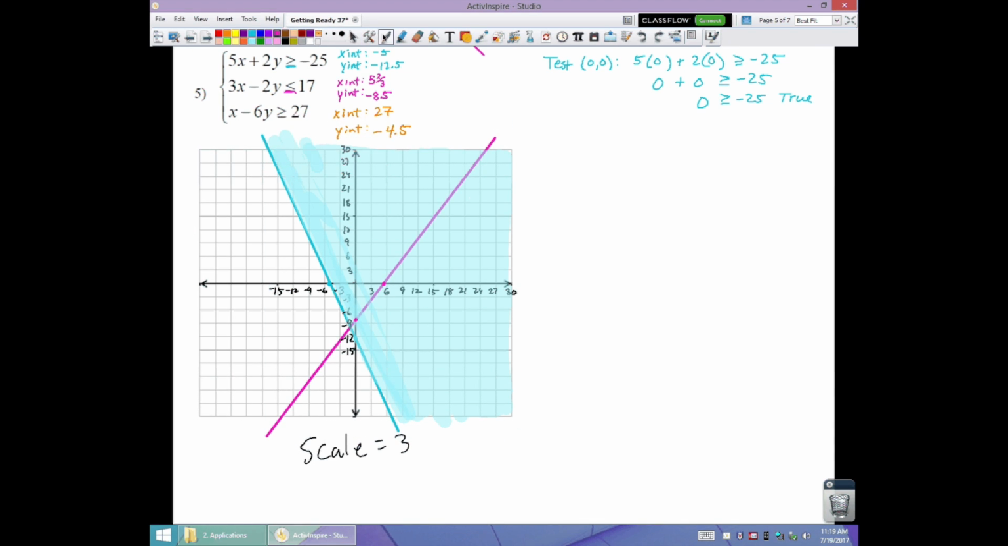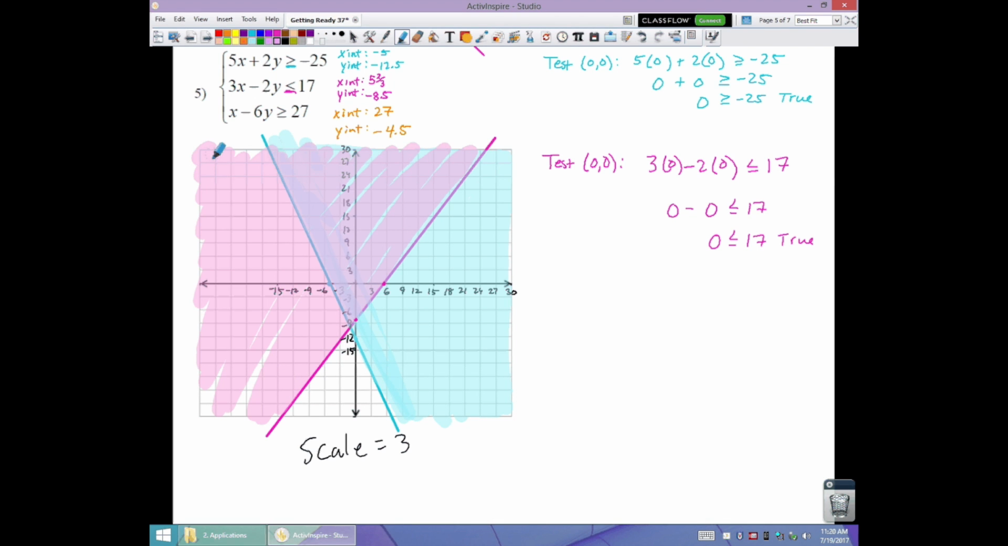If we use 0, 0 again for our test point, testing 0, 0, we would have 3 times 0 minus 2 times 0 is less than or equal to 17. 0 minus 0 less than or equal to 17. Yes, that is true. So 0, 0 should be shaded for this one too. In this case, it means everything above the pink line.